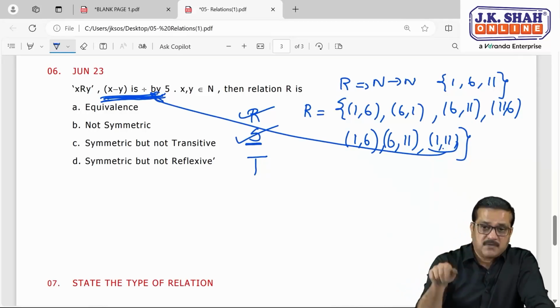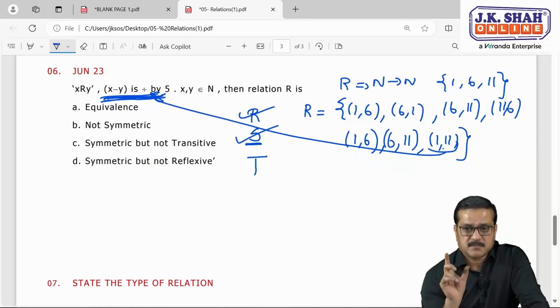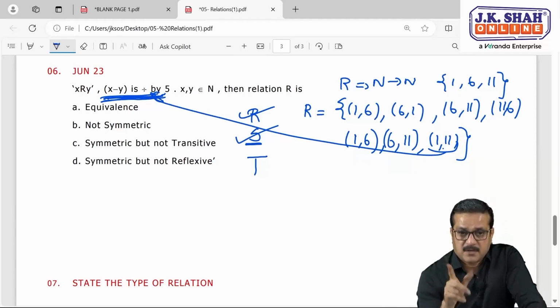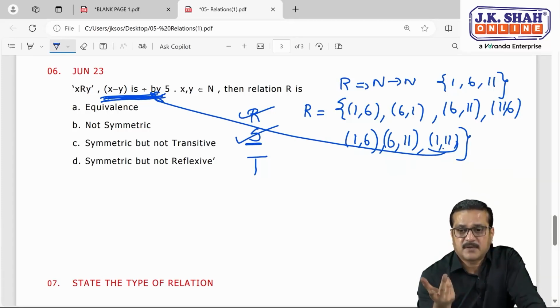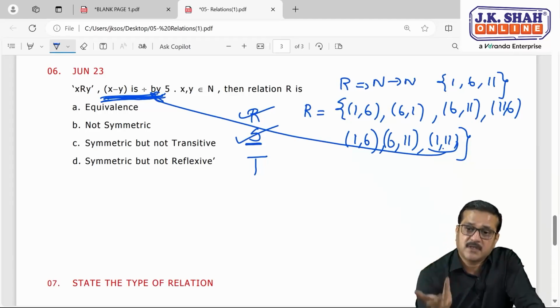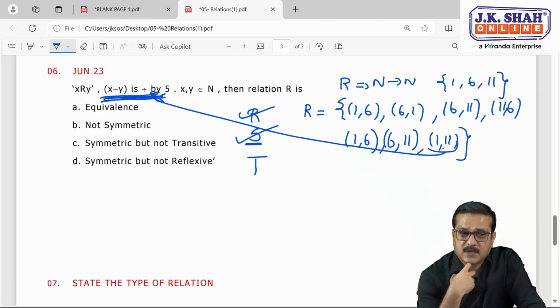1, 6 is divisible by 5, so the gap is a multiple of 5, which is 5. 6, 11, the gap is divisible by 5. Then the total gap will be what? A multiple of 5. The gap from 1 to 6 was 5, from 6 to 11 was 5, so from 1 to 11 the gap is 10. Even that's a multiple of 5. But if A, B is in R, how is it possible? Only when the gap between A and B is a multiple of 5.